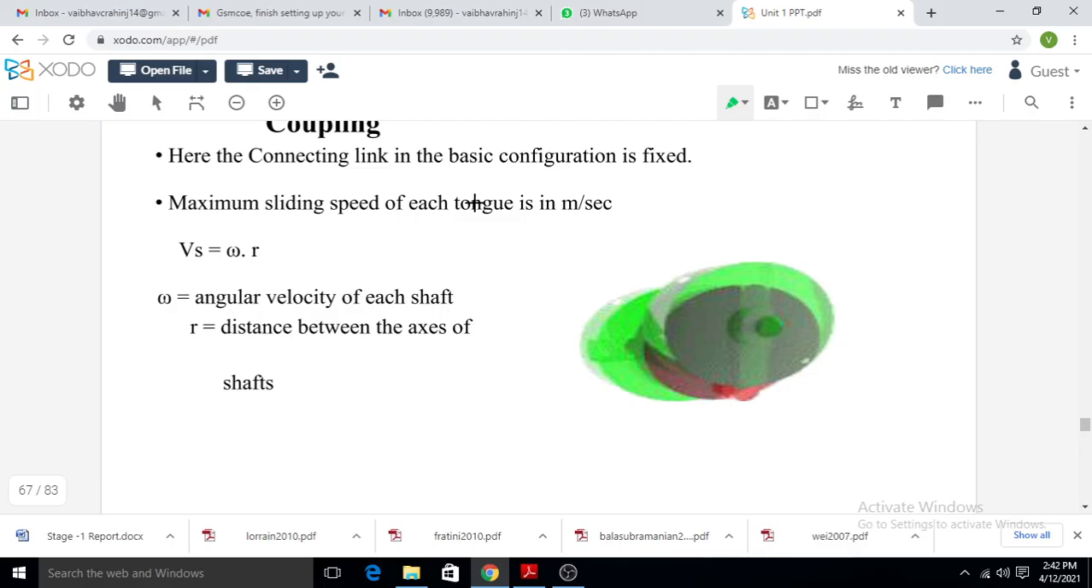The example of the 4-bar chain mechanism is a beam engine or a crank and lever mechanism. The second inversion of the 4-bar chain mechanism is the double crank mechanism. The third inversion of the 4-bar chain mechanism is the double lever mechanism. So these are the three inversions of the 4-bar chain mechanism.